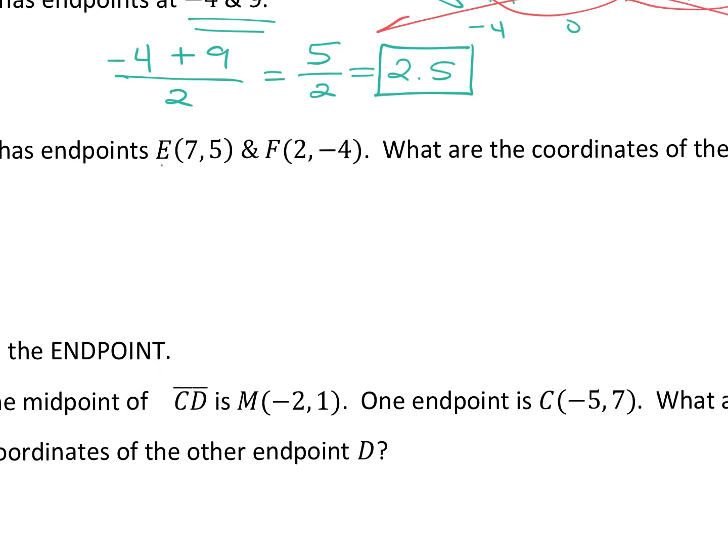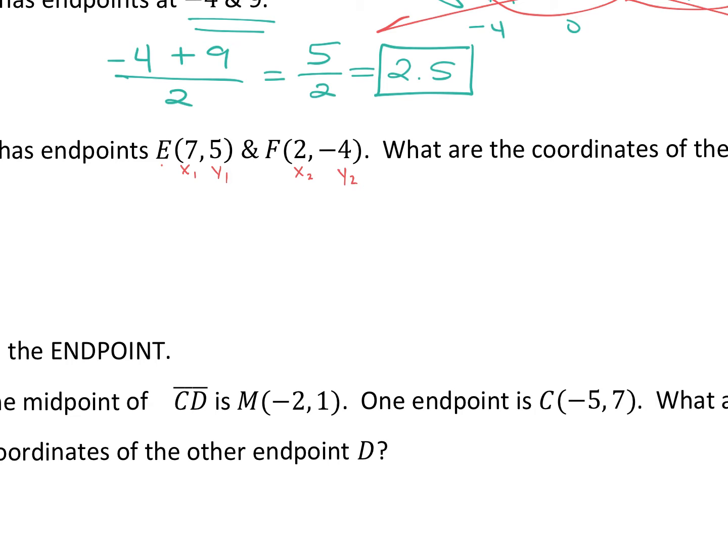So here's what I would do if I were you. I would call your first point X1, Y1. And I would call your second point X2, Y2. Okay? You don't have to. You could switch that. You could call the first one X2, Y2 and the second one X1, Y1, and you'll still get the right answers.